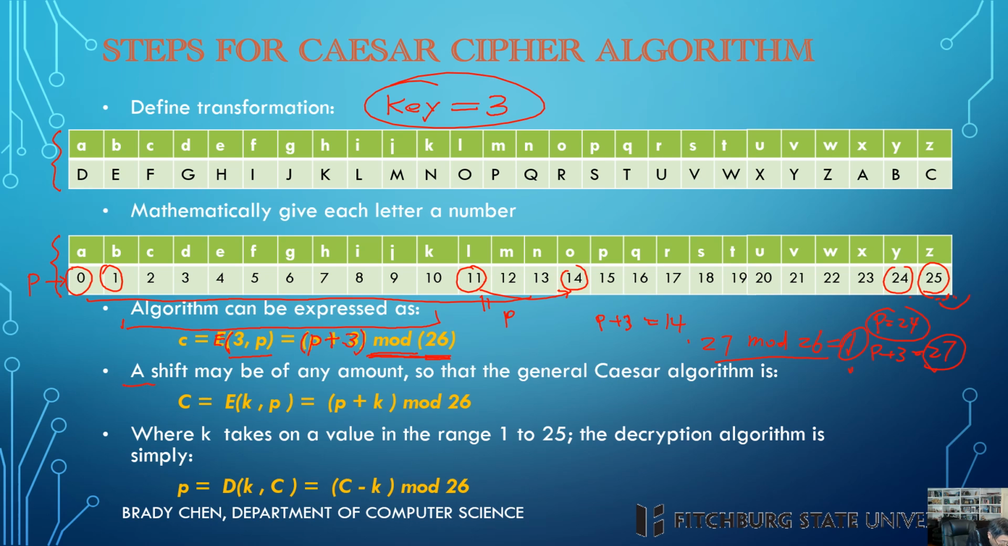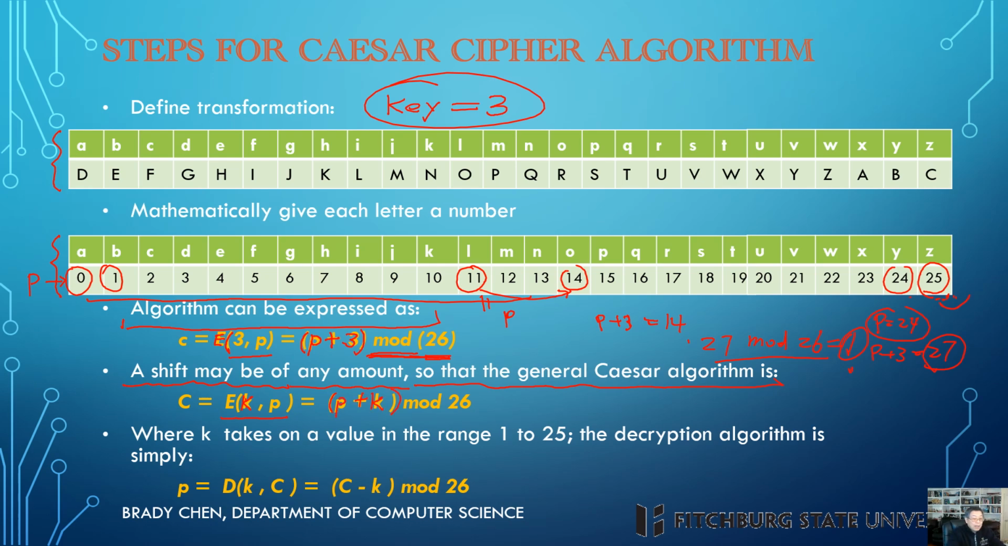In general, the shift can be of any amount, so the general Caesar algorithm is E(K, P). Now instead of 3, we replace it with K, so the algorithm is going to be P plus K.